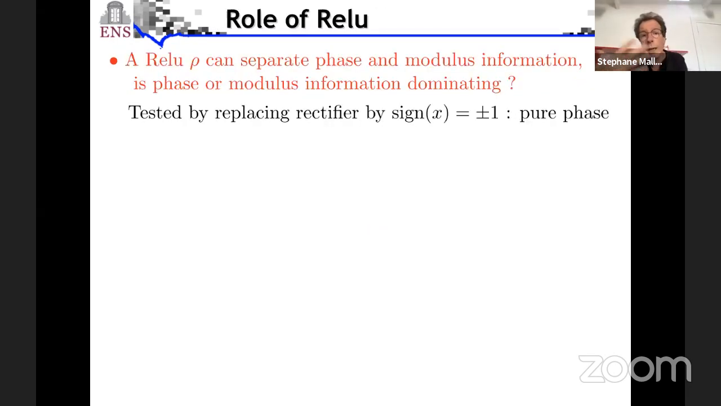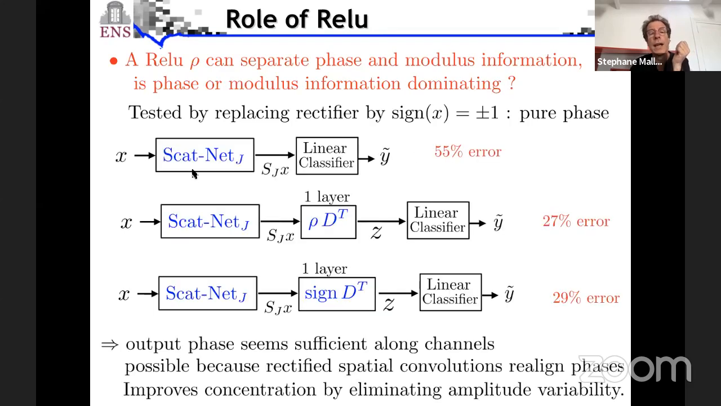Okay, so what about the ReLU? What is its role? Now, a ReLU, you can view it as having two functions. It has the ability to separate phase information and to get amplitude information. So in order to see whether phase is important, we did a simple test: replace the ReLU by a sign function. So the output will just be 1 or -1. So it's information about phase. We're going to do it here first with a simple linear classifier.